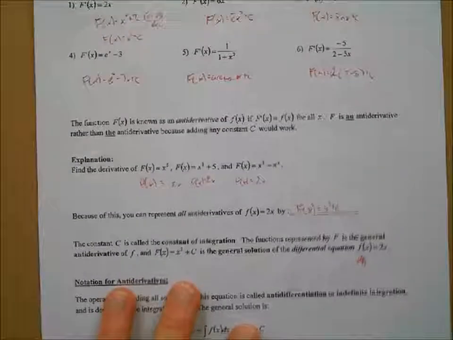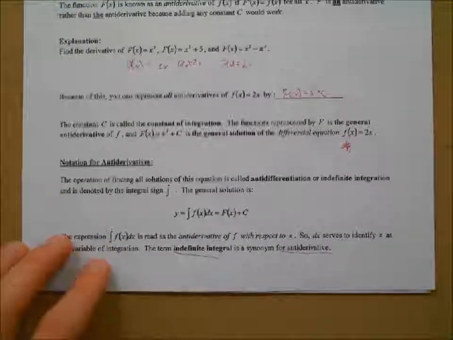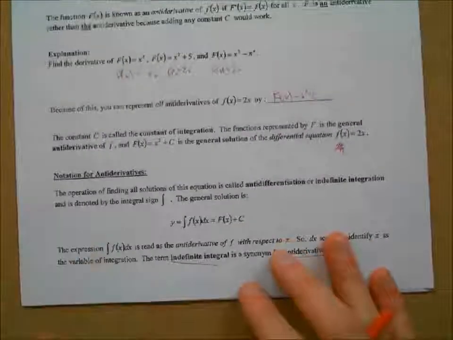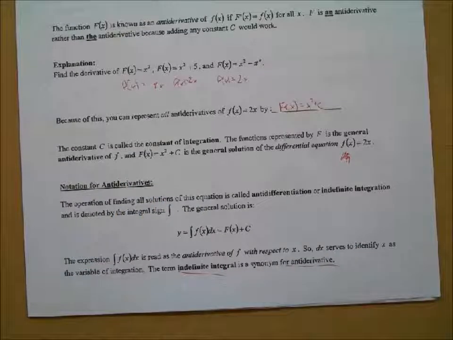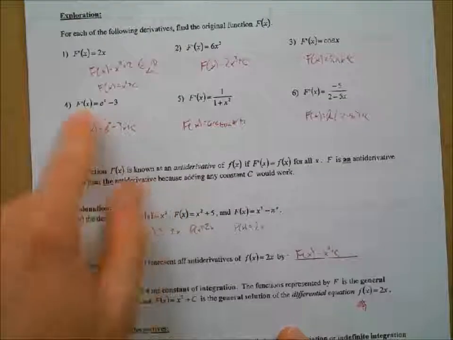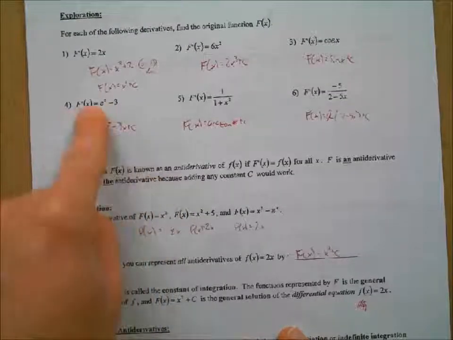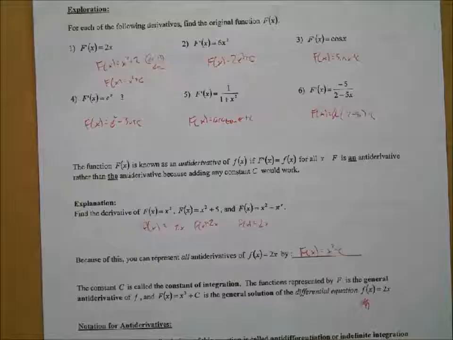I want to see if there's anything else important to hit here. We learned about the new notation too. Let me back up. That solution with the plus c is called a general solution to the differential equation. We had a differential equation because we started with f prime, and we wanted to find the original function f. It's an equation with a derivative in it. Getting the plus c there, it's the general solution.